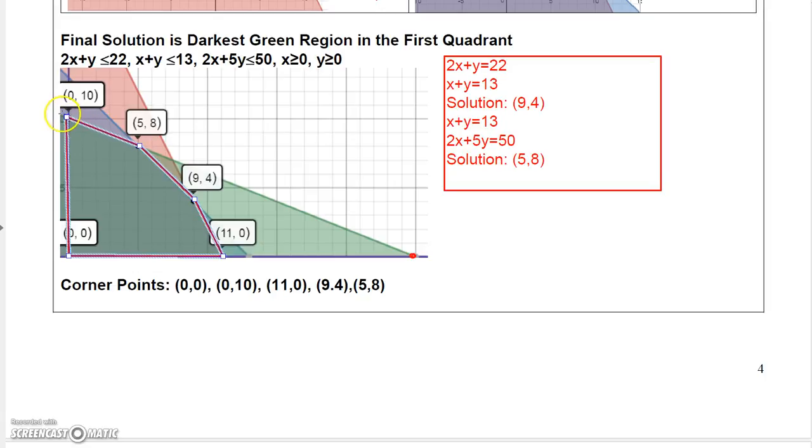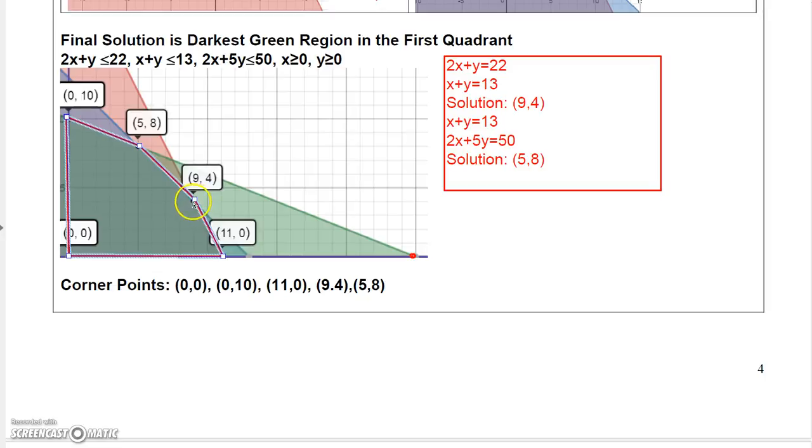Now, in order to find the vertices or the corner points, 3 of them are kind of obvious because we used them in graphing. We know this point is 0, 10, so that's why it's important to label your graphs. We know that this point here is the point 11, 0. And we know that this point here is just the origin 0, 0. Okay, but these 2 points require a little work. What you have to do is figure out where these 2 points come from.